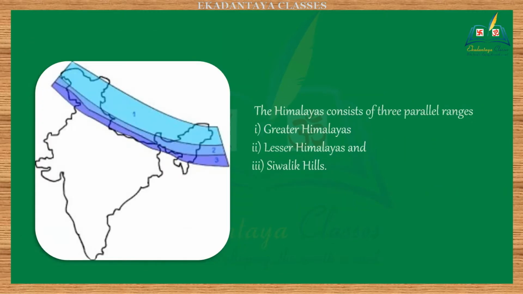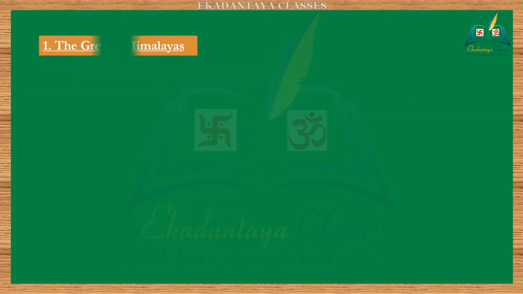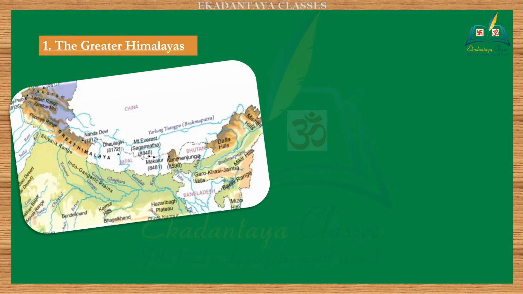The Himalayas consist of 3 parallel ranges: Greater Himalayas, Lesser Himalayas and Siwalik Hills. The Greater Himalayas. They are the innermost, continuous and highest ranges. The average height of the range is 6,100 meters.